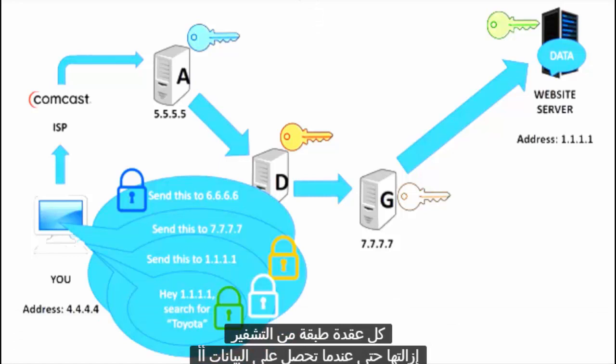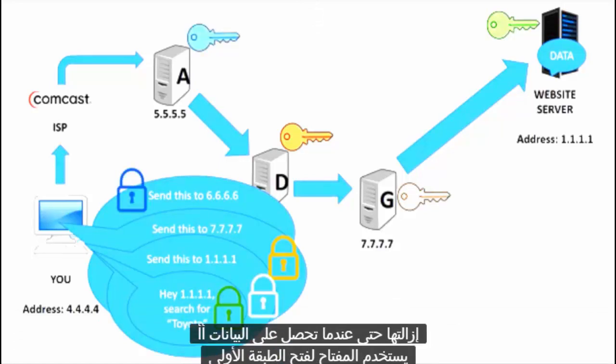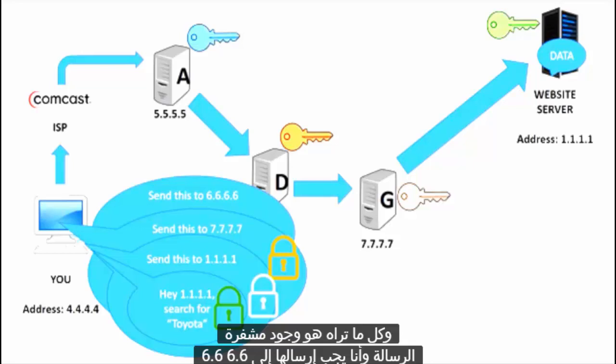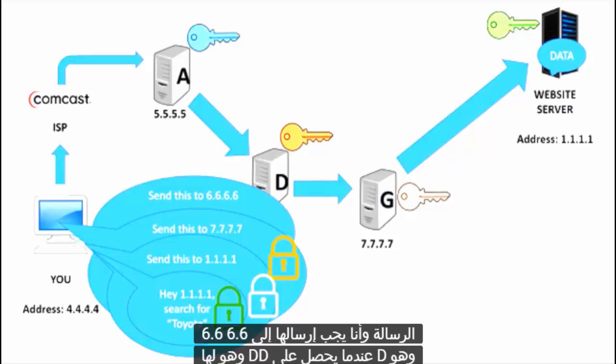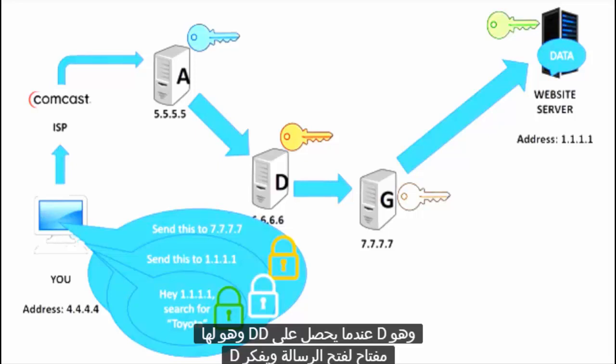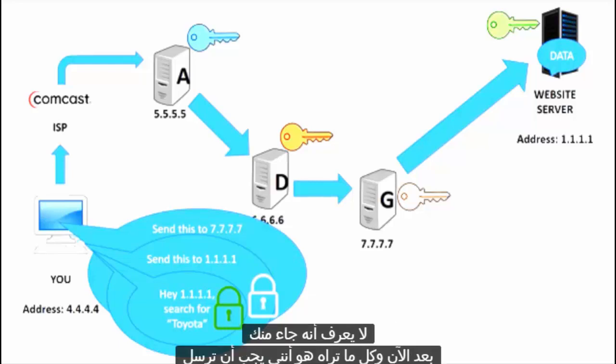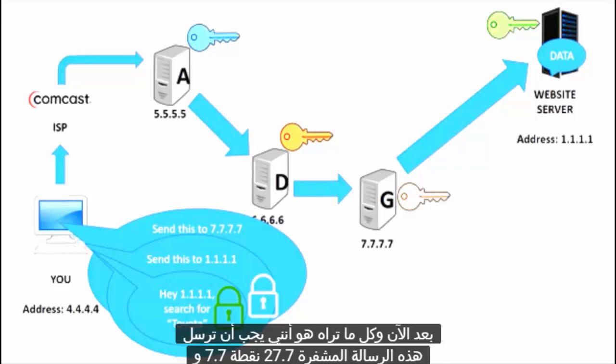So when the data gets to A, A uses its key to unlock the first layer. And all it sees is there's an encrypted message, and I gotta send it to 6.6.6.6, which is D. And when it gets to D, D uses its key to unlock the message, and D thinks the message came from A. It doesn't know that it came from you anymore. And all it sees is, I gotta send this encrypted message to 7.7.7.7.